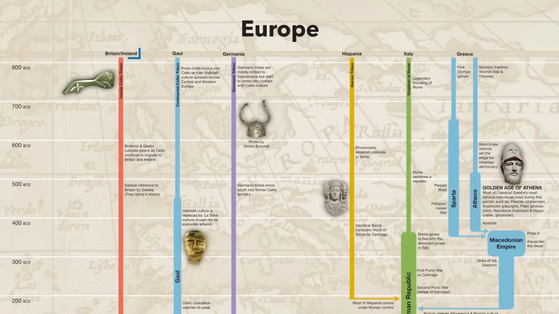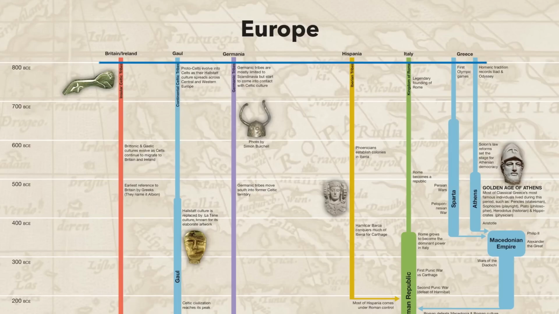Red is for Britain and Ireland, blue is for what will eventually become France, purple is for Germany, yellow is for the Iberian Peninsula, green is for Italy, and blue is for Greece. Other regions are added as you go down the chart, but these are the main ones that are there throughout. Like all of the foldout charts in the book, this one starts in the year 800 BCE.